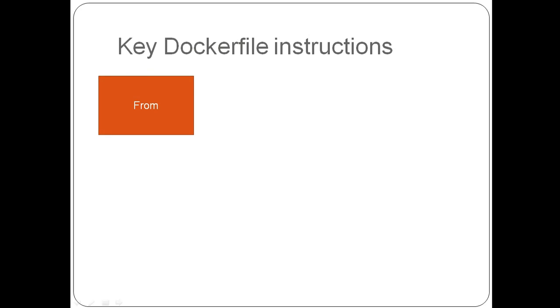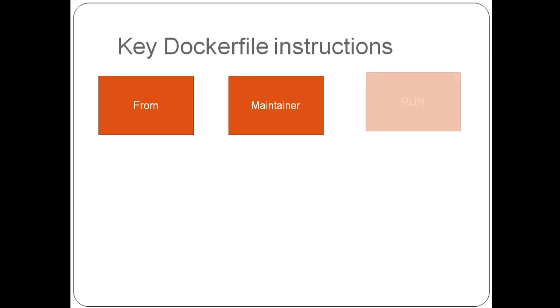FROM must be the first non-comment instruction in the Dockerfile. FROM can appear multiple times within a single Dockerfile in order to create multiple images. MAINTAINER: the maintainer instruction allows you to set the author field of the generated images. RUN executes commands.